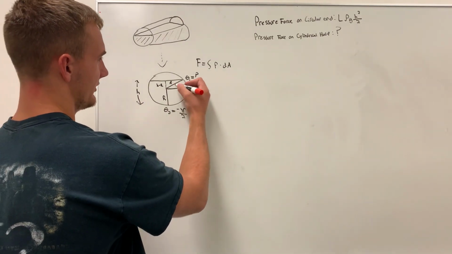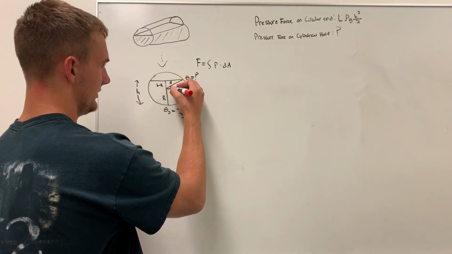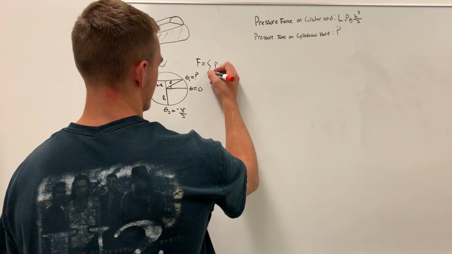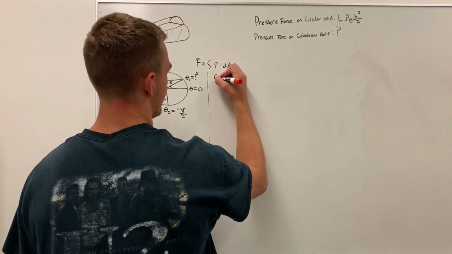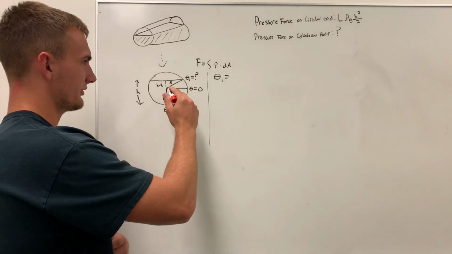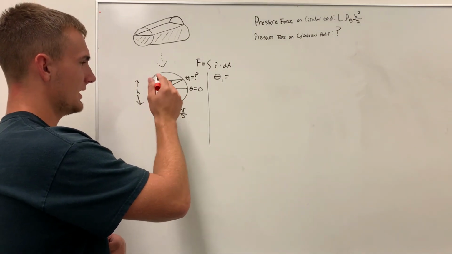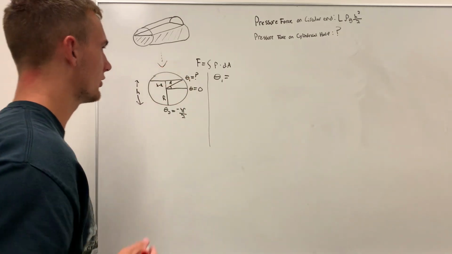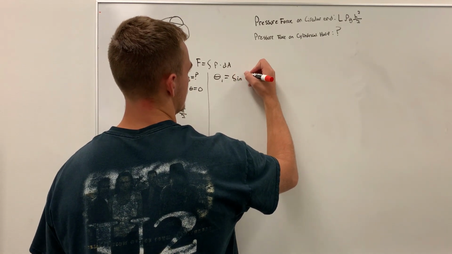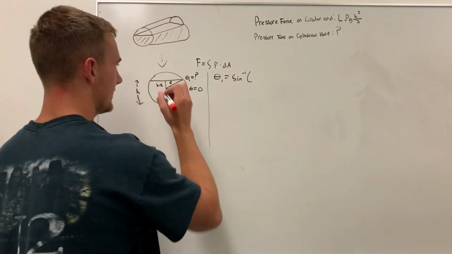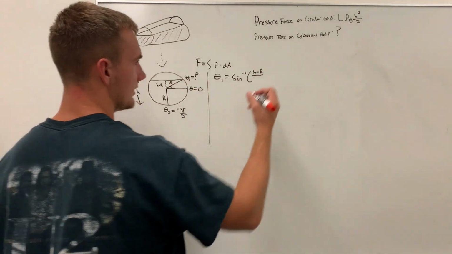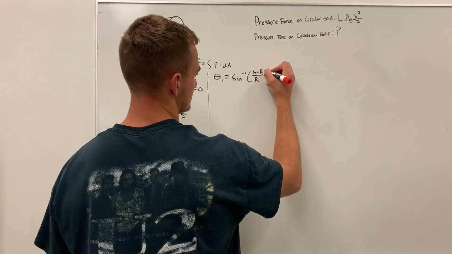And remember, this is our theta 1, the angle that we're looking at here. So what we can see, drawing this over to the side, is that theta 1 will equal the arc sine of H minus R over R. So I have the arc sine, or sine inverse, of H minus R, then divided by R. Okay?